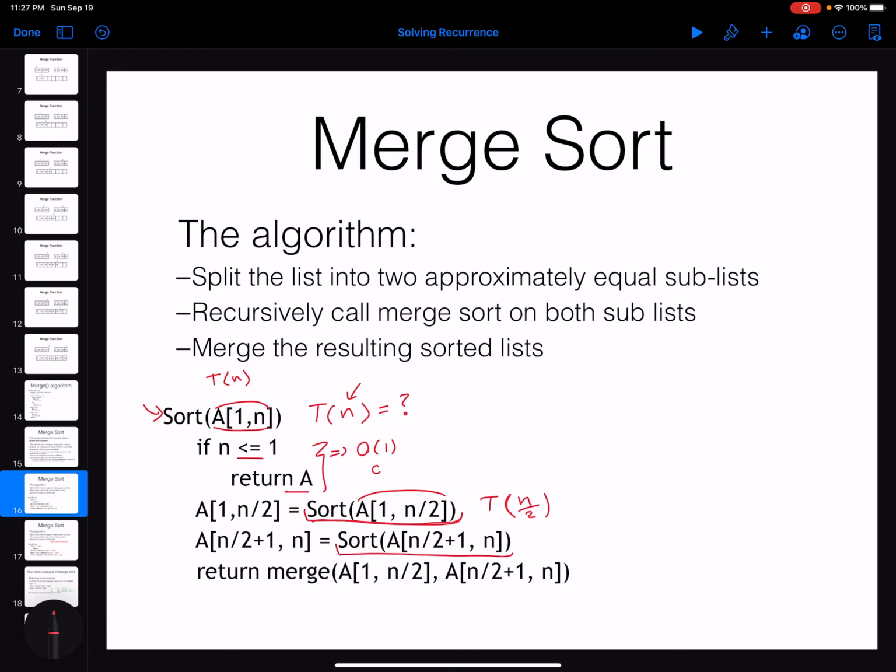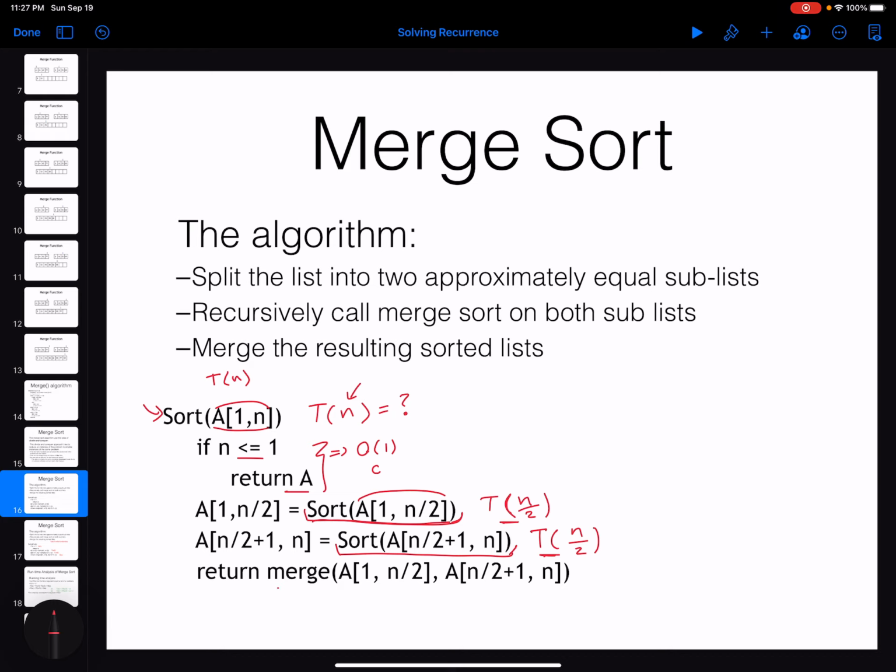On this line, I have again another call of the merge sort. And again, the size, although this is going to be the second half, but I just care about the size. It is going to be half of the array. So the cost for this term is going to be T of n divided by 2 again. So this term and this term are both the same.